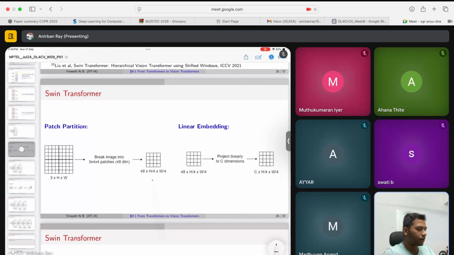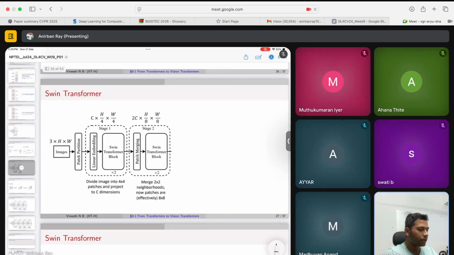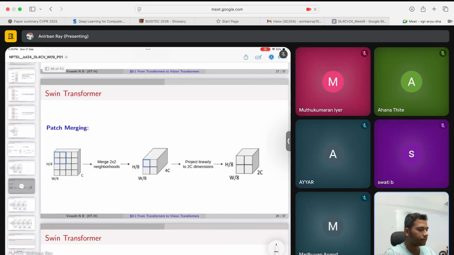It is broken into smaller patches and projected linearly from a 48 dimension to C dimension. That is the linear embedding. So we've reached up to this point. Then it is fed into a Swin transformer block. So what is Swin? Let's see that. Patch merging.